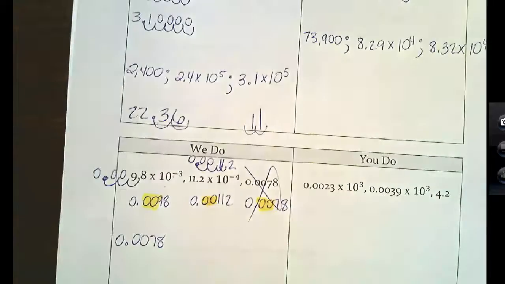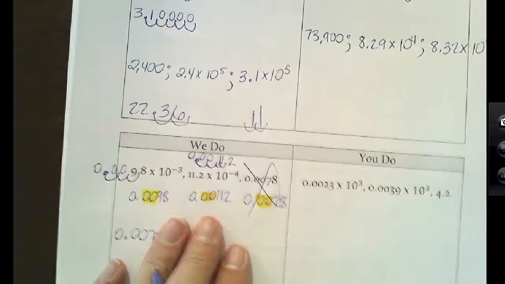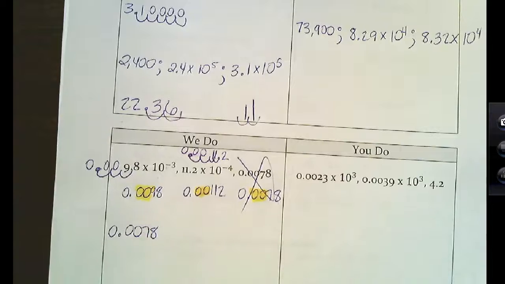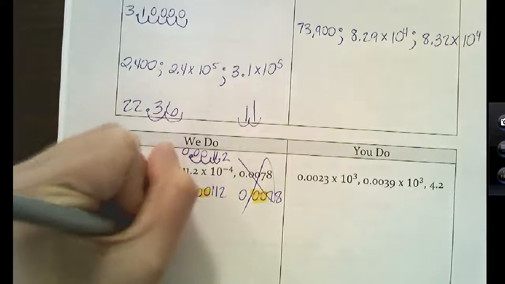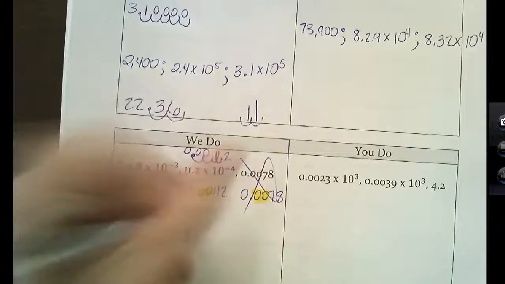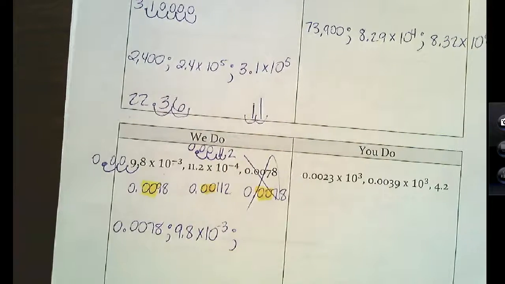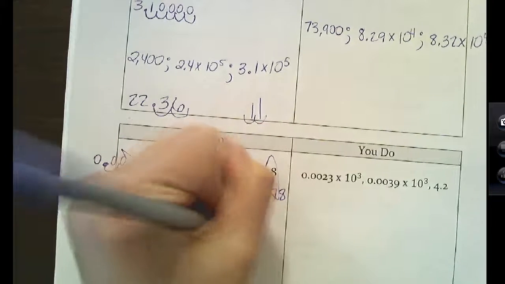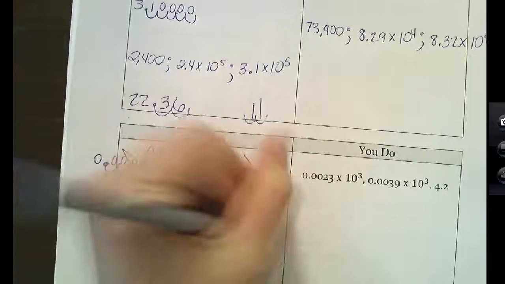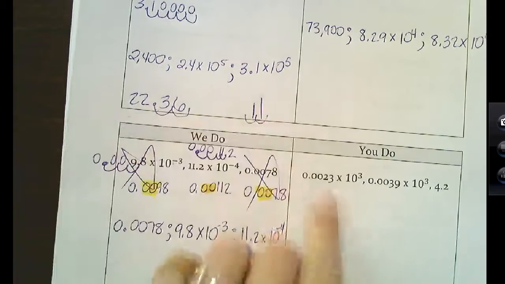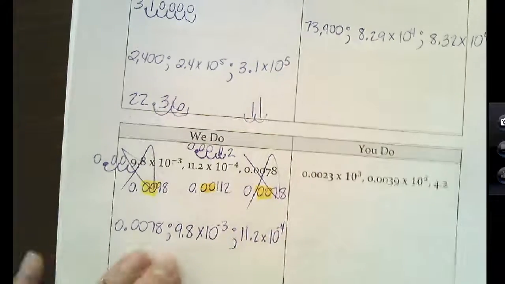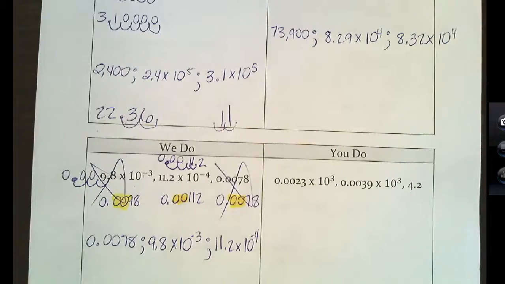All right, who can tell me my next smallest? Take it back to the original for me too. Okay. Good, 9.8 times 10 to the negative third power. So my largest, go ahead. Very good. 11.2 times 10 to the negative fourth power. All right, go ahead and give this last one a shot for me. Go ahead.